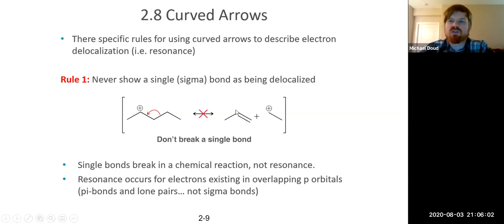We're talking about resonance, right? These have to be valid descriptions of the same molecule. And here we have a carbocation on a pentane, and here we have an alkene and another carbocation, an ethane carbocation. Totally different. This does not work. Again, single bonds break in a chemical reaction, which we'll learn later on. And resonance is only going to exist for electrons in overlapping p orbitals. So pi bonds, lone pairs, and empty p orbitals.